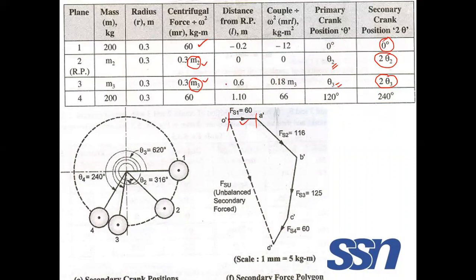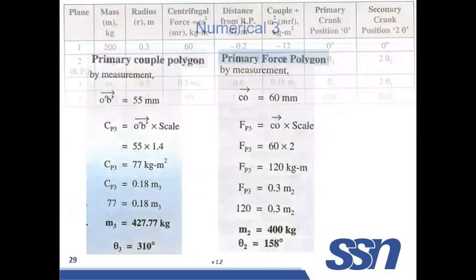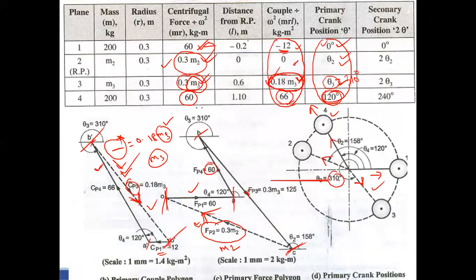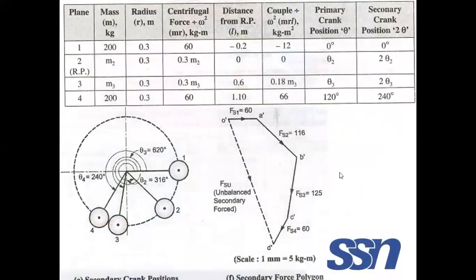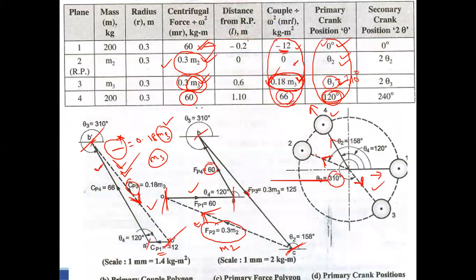Now we have taken the same order. Now you take 2. What is the direction of 2? This is the direction of 2. Already we have calculated the direction of 2. This is the direction of 3. Now we are taking the 116. That is here. That is the primary crank.